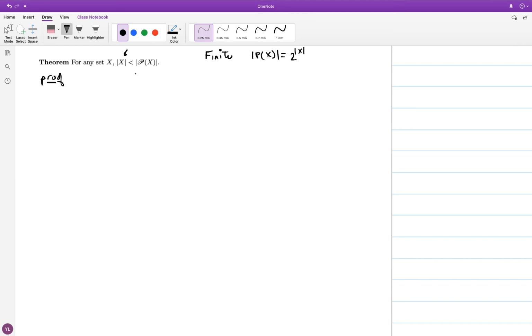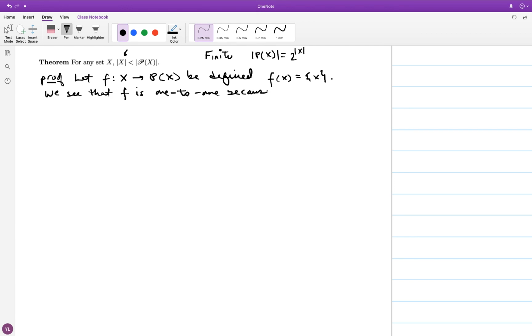So step number 1, I'll prove that there's an injection. I'm going to define a one-to-one map from x into the power set, and it's going to be defined this way. Take your element x and output the set that contains that element x, and that element x only. Well, f is one-to-one because if f of x equals f of y, then we're saying this set that has x in it is equal to this set that has y in it. Well, that means that x has to equal y, right? So that's an argument that this is a one-to-one function.